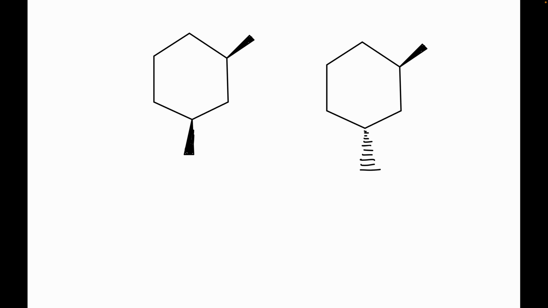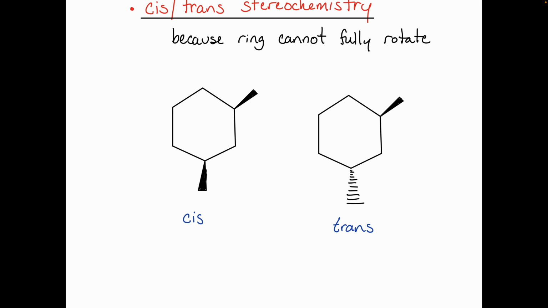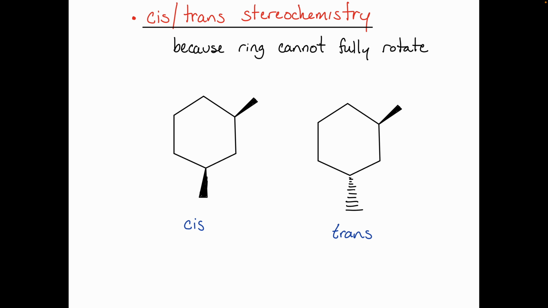When they're on the same side, which isomer do we call that? The cis or the trans stereoisomer? So same side would be the cis, opposite side would be the trans. All right? Cool. All right, so we're going to pick up where we left off last week.